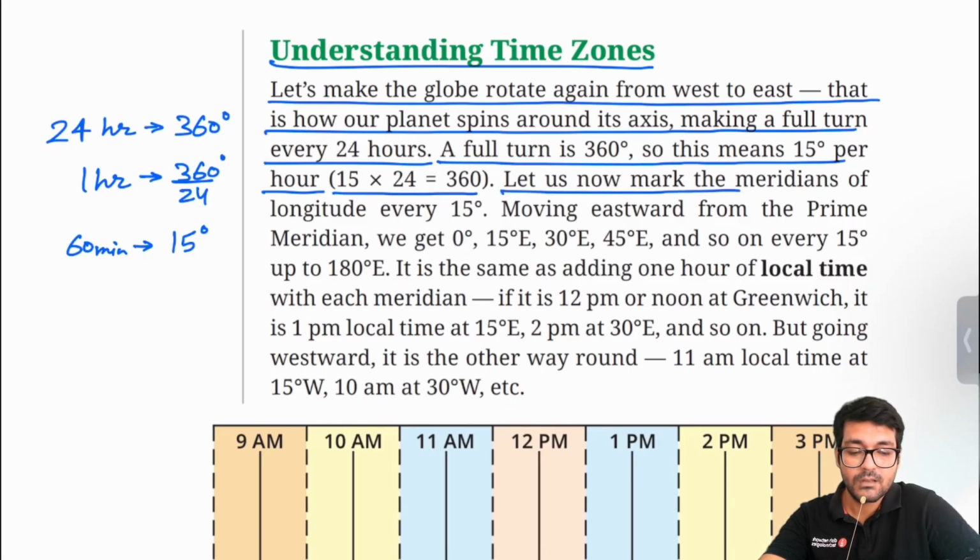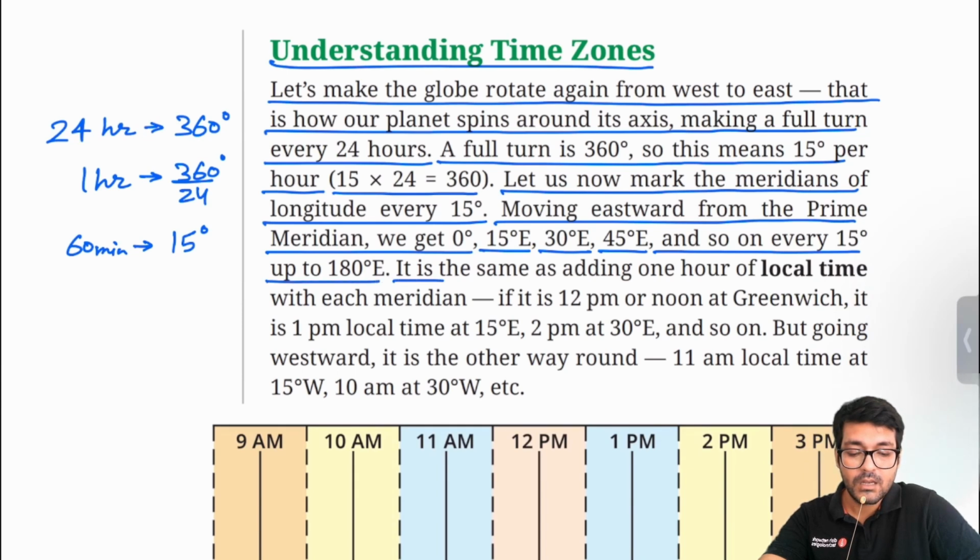Let us now mark the meridians of longitude every 15 degrees. Moving eastward from the prime meridian, we get 0 degrees, 15 degrees east, 30 degrees east, 45 degrees east, and so on every 15 degrees up to 180 degrees east. It is the same as adding 1 hour of local time with each meridian.